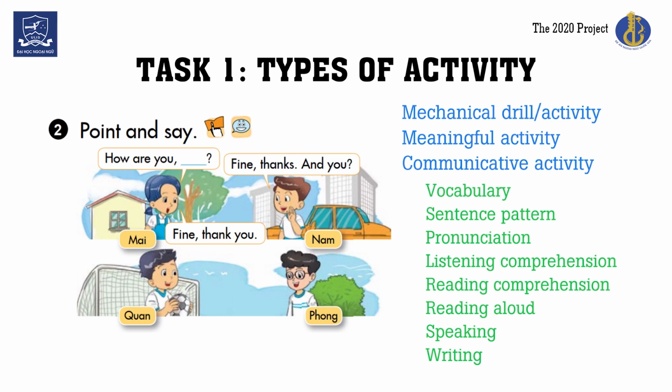It's very important to identify the type of an activity because we know that different types of activities have different steps. Moreover, when we see an activity that is not very meaningful to students, we can adapt that activity. Now, decide on the types of activities.